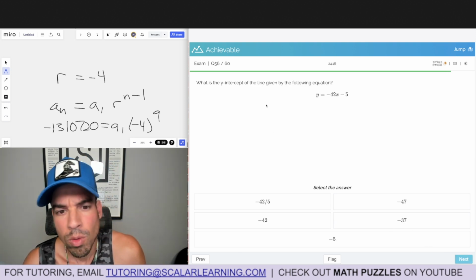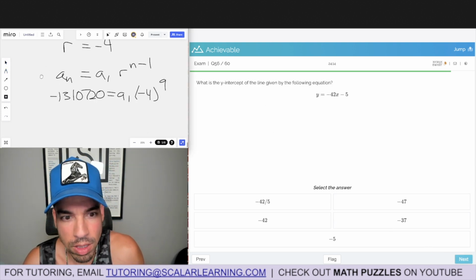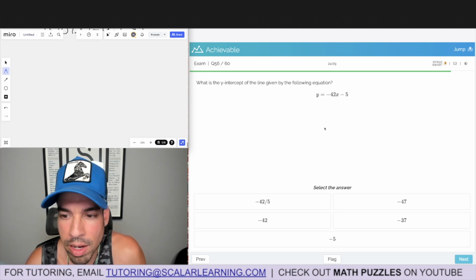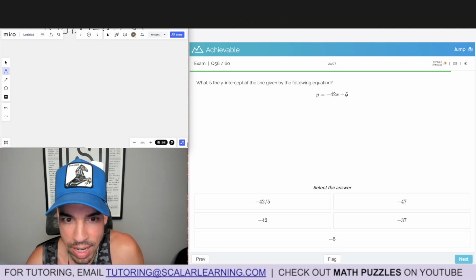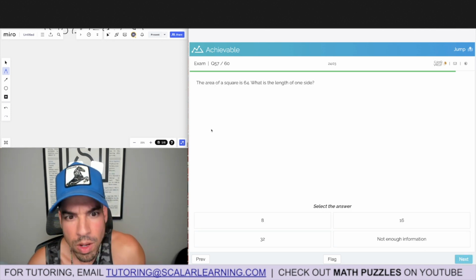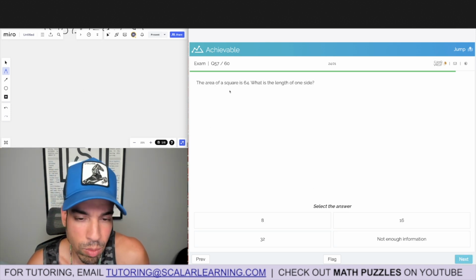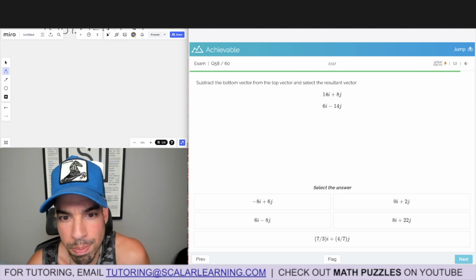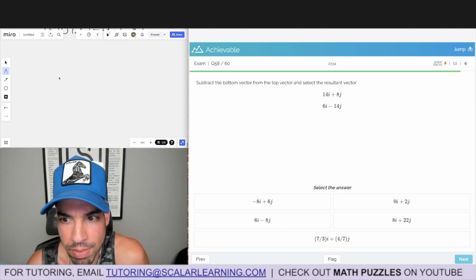Boom, done. What is the y-intercept of the line given by the following equation? So the y-intercept is this value out here, which is -5, or 0, -5. There you go. The area of a square is 64. What was the length of one side? Square root of 64, which is 8. Boom, done.